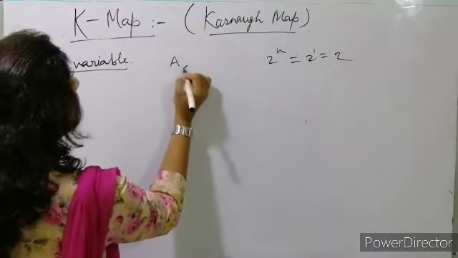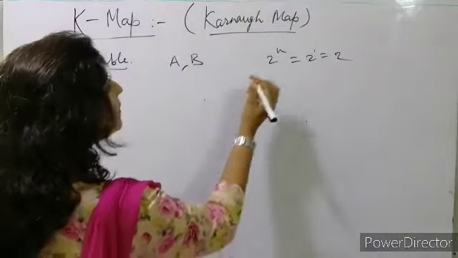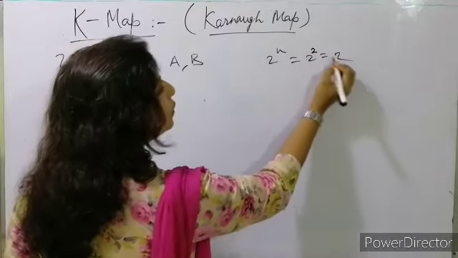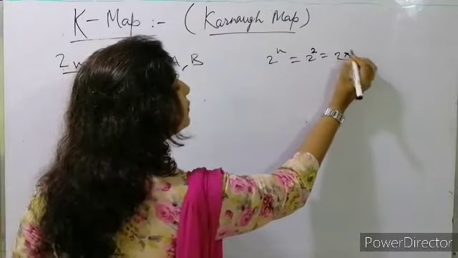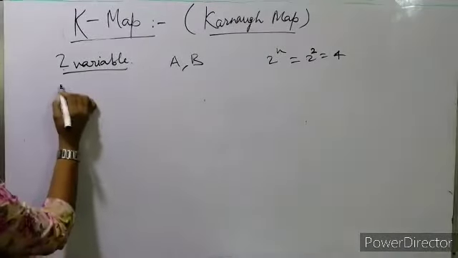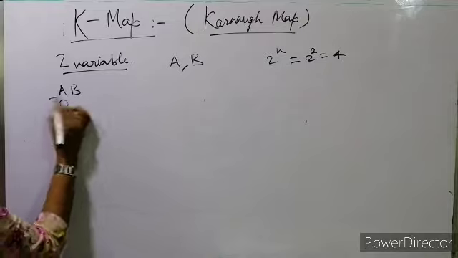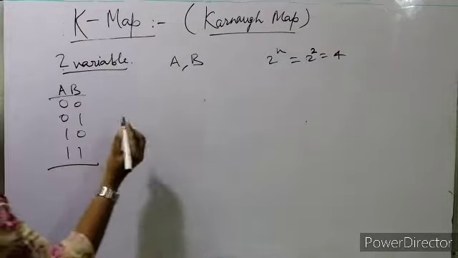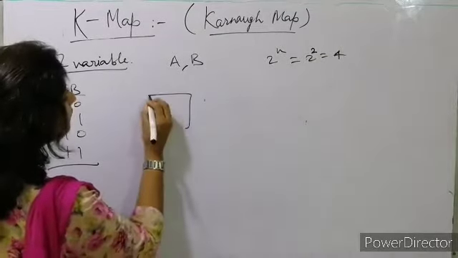Two variables A and B we have taken. So we have two variables, so there will be 2 to the power n terms. 2 to the power 2 is 4. So 4 terms will be there, because when we write A and B, it is 0 0, 0 1, 1 0, 1 1. So how will we write this? Like this.